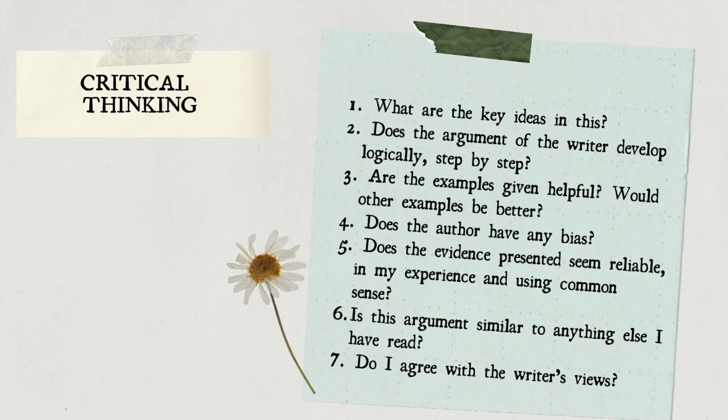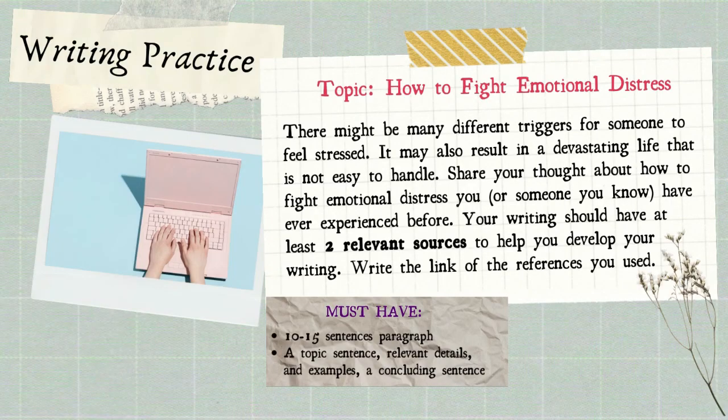Okay guys, as you have already learned all the techniques and approaches you can apply in finding relevant sources for your writing, let us now give it a real try. You will need to find 2 relevant articles to write your paragraph, which consists of 10 to 15 sentences about how to fight emotional distress. Remember, your paragraph should have a topic sentence, supporting details, and a concluding sentence. Make sure to use capital letters and punctuation appropriately. So, happy writing everyone!